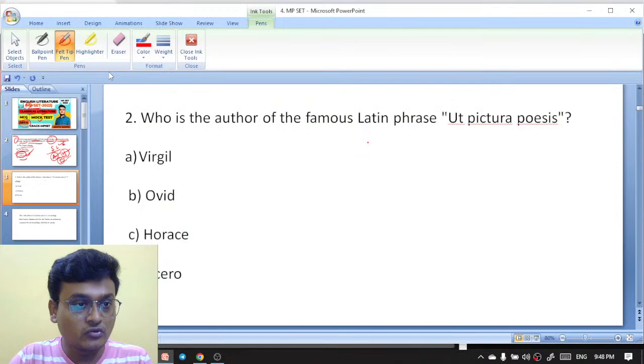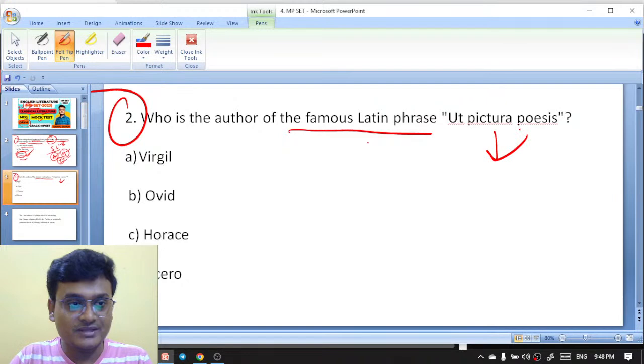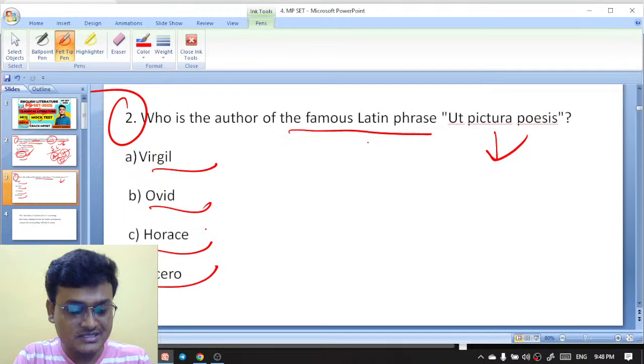Moving on to question number 2. Who is the author of the famous Latin phrase 'Ut pictura poesis'? Virgil, Ovid, Horace, or Cicero? He is actually saying that a picture is very similar to a poem. Who is the author of the famous Latin phrase? What would be the right answer here? Virgil, Ovid, Horace, Cicero.